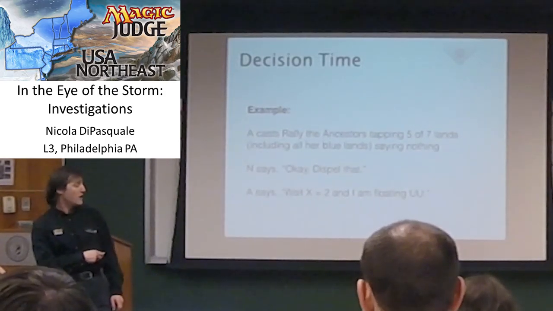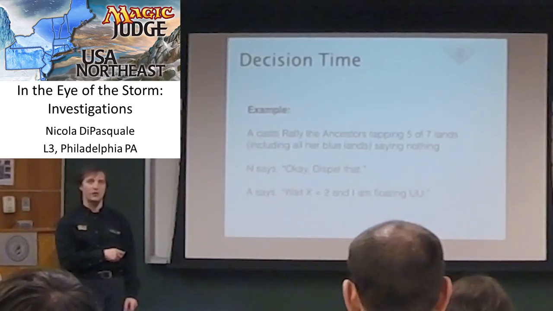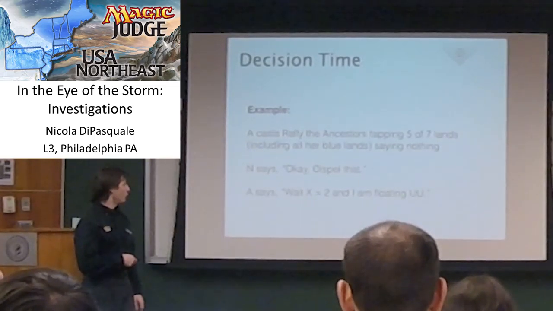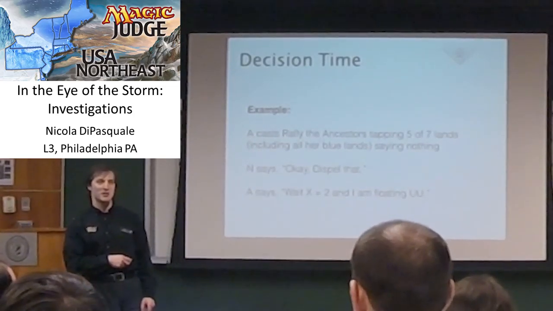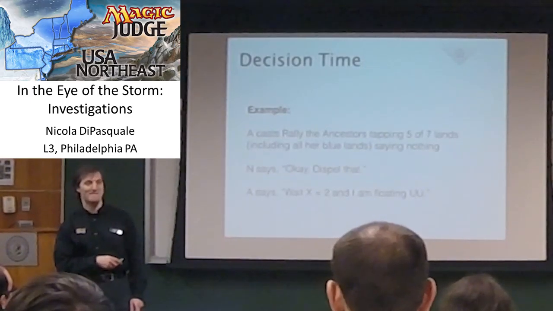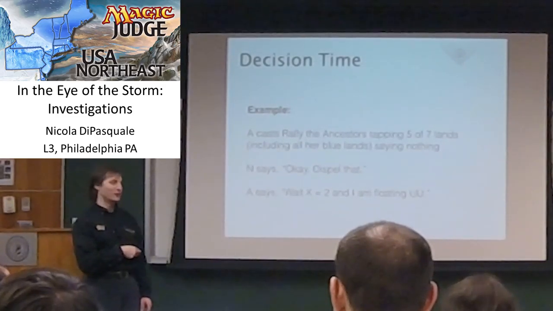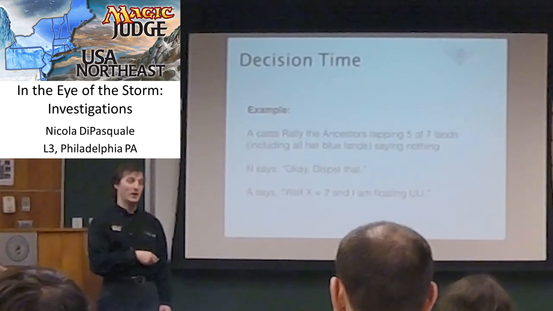So now we have a very similar example, right? We have where A cast Rally the Ancestor, tapping five or seven lands, including all of her blue lands, and doesn't say anything. For those of you who are familiar with our tournament shortcuts, X equals three. So N says, okay, I dispel that. A says, wait, X equals two, and I'm floating blue, because earlier in the turn, they had activated their Jace and gave their Dispel flashback.